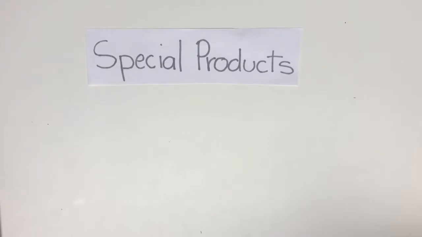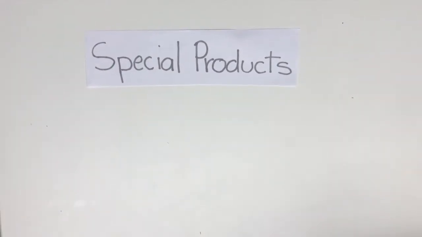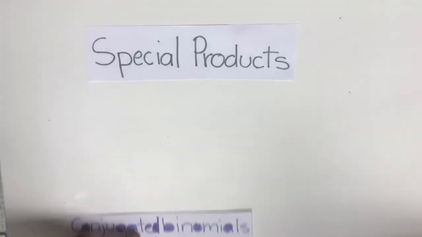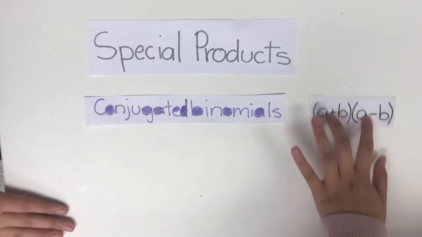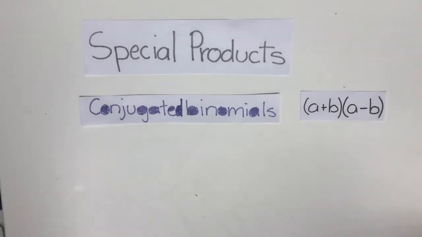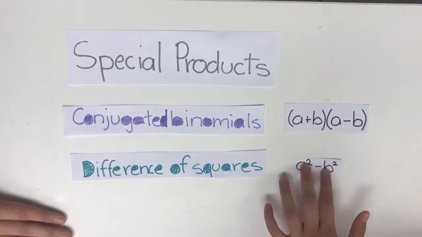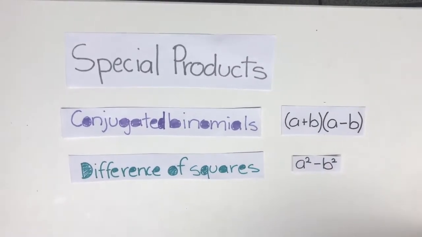What is a special product? It's an easier way to find the product of binomials or polynomials that are multiplying. Today we are seeing conjugated binomials, whose formula is (a + b)(a - b). Conjugated binomials give you a difference of squares, whose formula is a² - b².